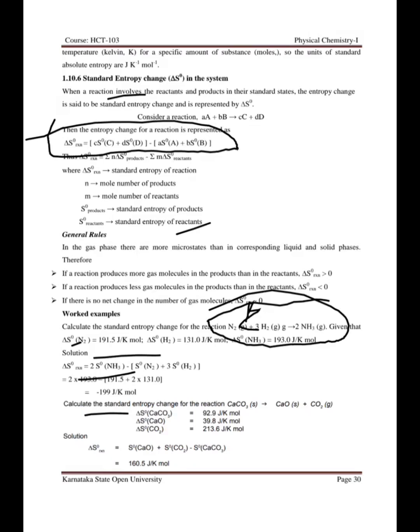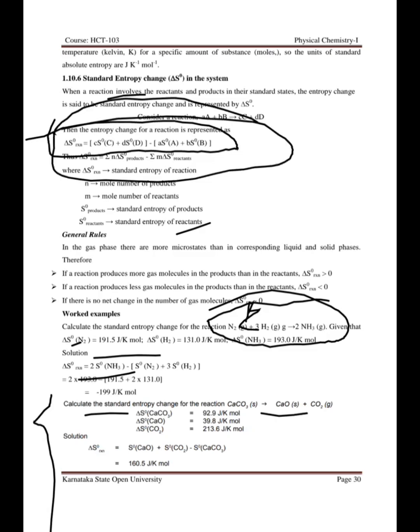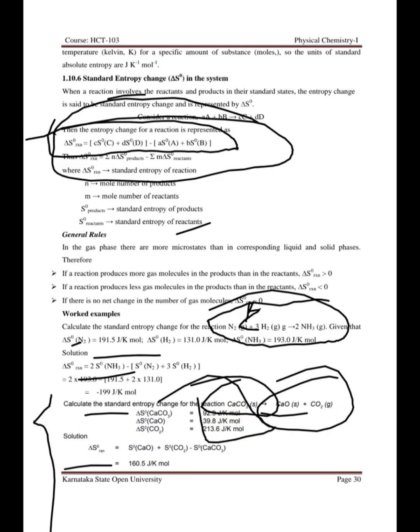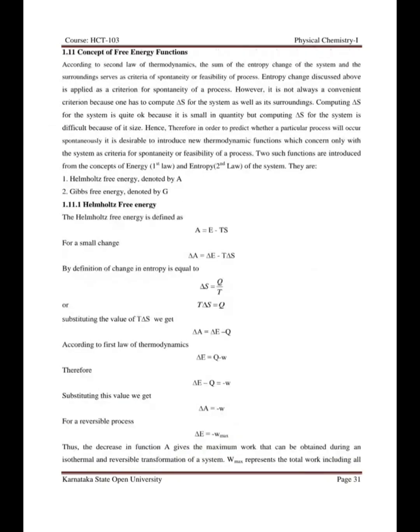So one more is there. This is another one: calculate the standard entropy change for the reaction of calcium carbonate. Here, the same formula you are going to take again, with whatever joules per mole values are given. Which is the reactant and which is the product: this one is the reactant and these two are the product. So there you need to insert the values that are given and calculate the standard entropy. These are the simple problems which may be given.